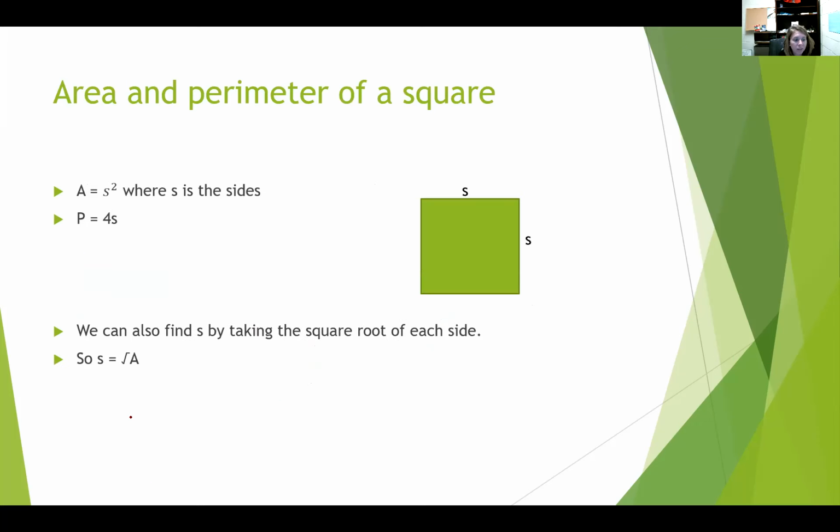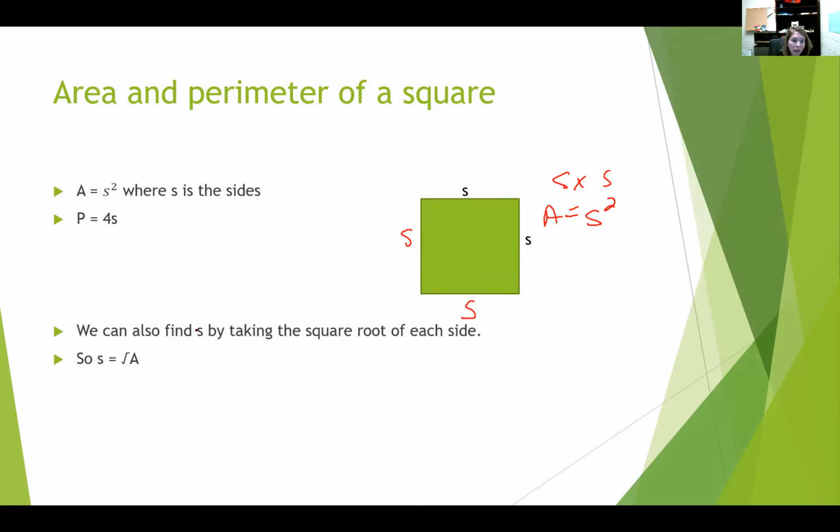All right, if we're finding the area and perimeter of a square, remember a square, all the sides are equal. So this side's the same as this side, so the area would be S times S, which gives you S squared. So that's the area. And then the perimeter, these are all the same lengths. So this would be 4 times S is the perimeter.